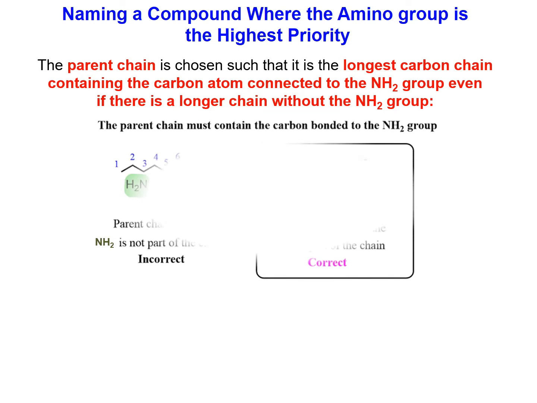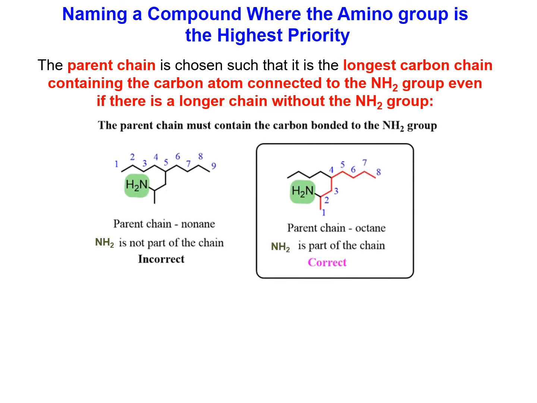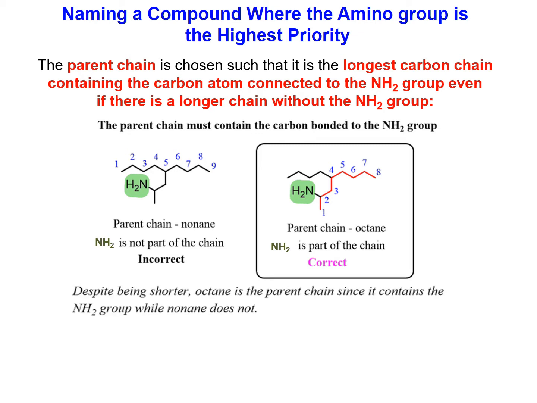Example, we choose the parent chain octane, whereas the amino is part of the chain. Despite being shorter, octane is the parent chain since it contains the amino group, while nonane does not. So, the complete name is 4-butyloctane-2-amine.